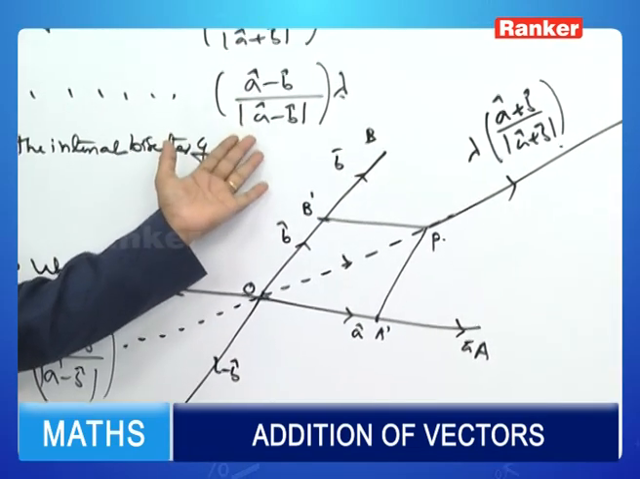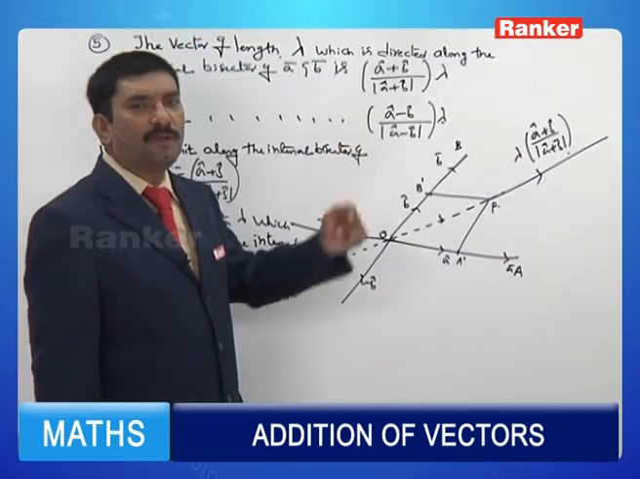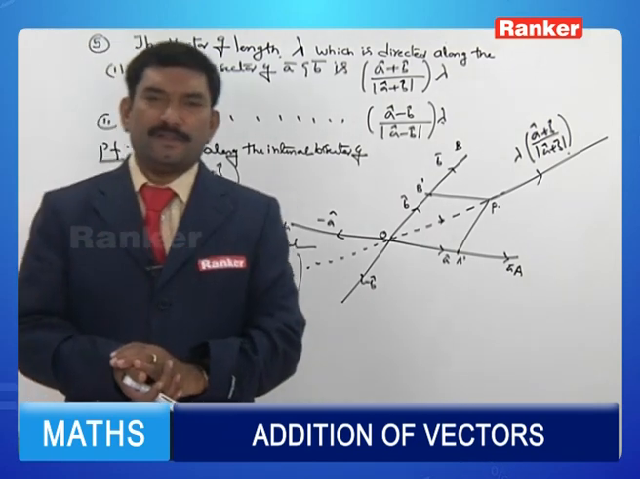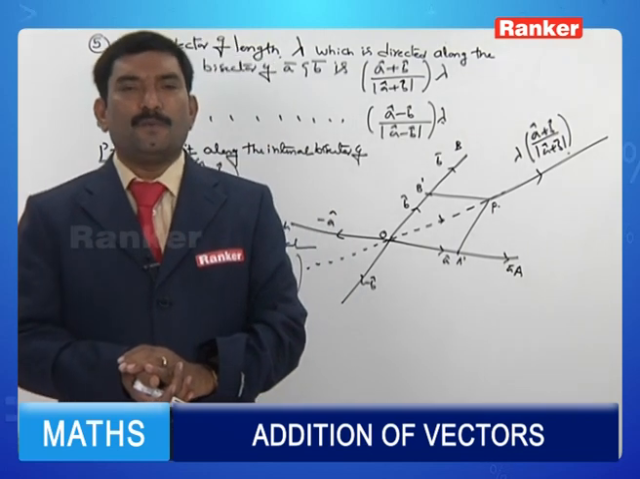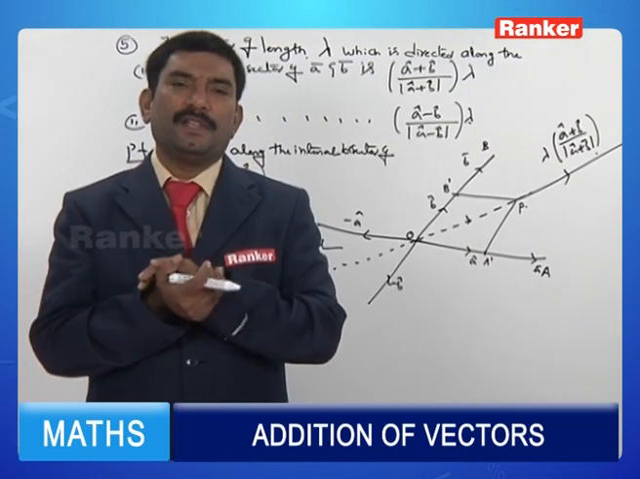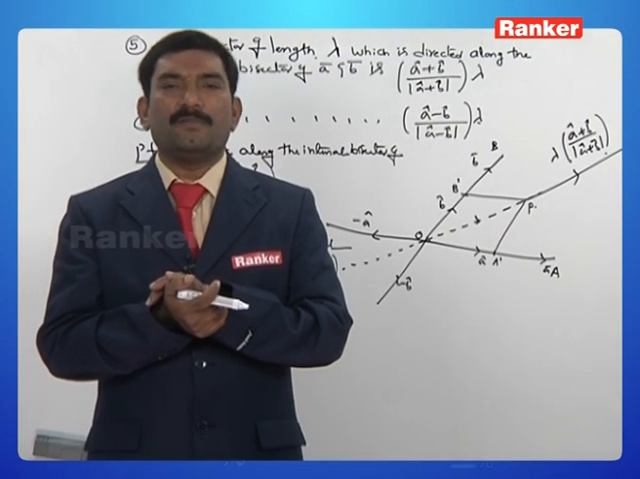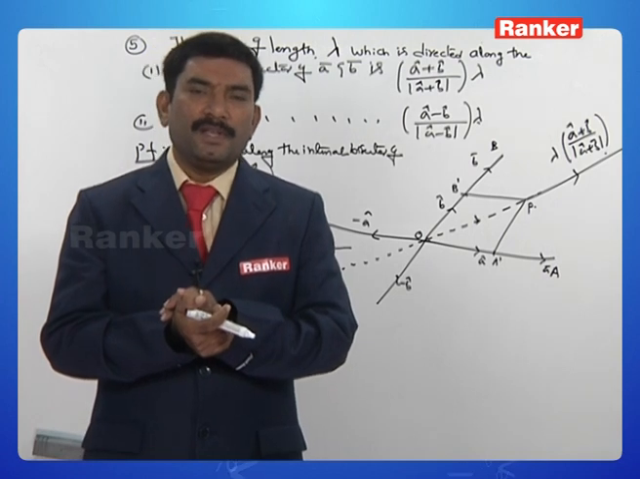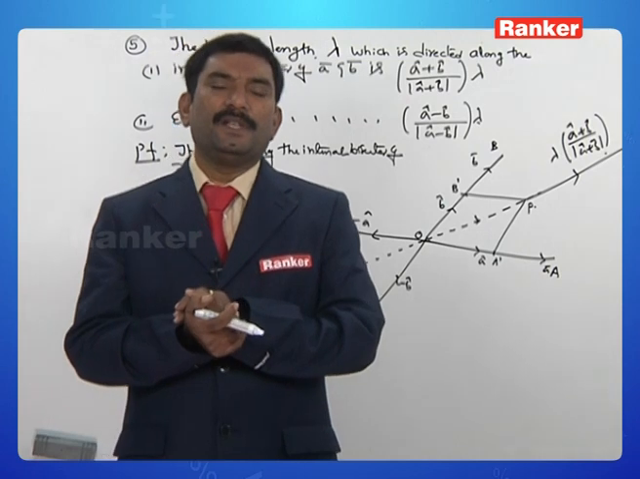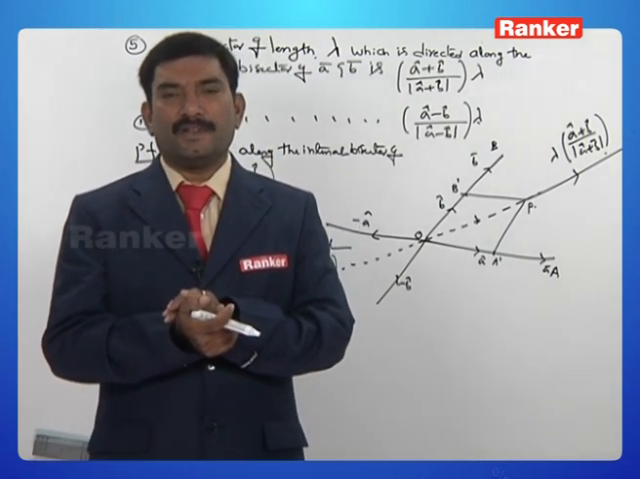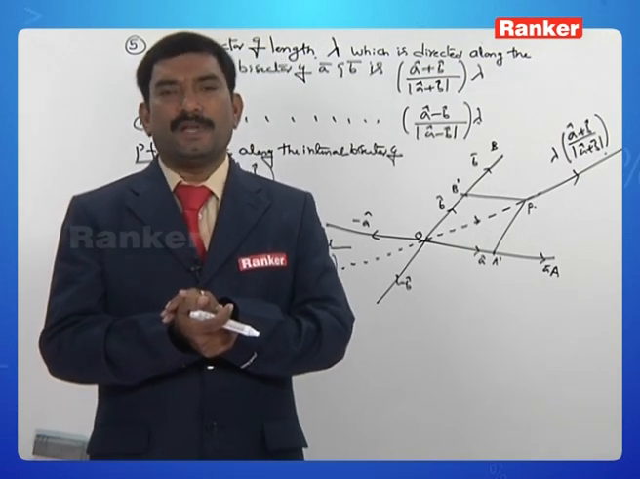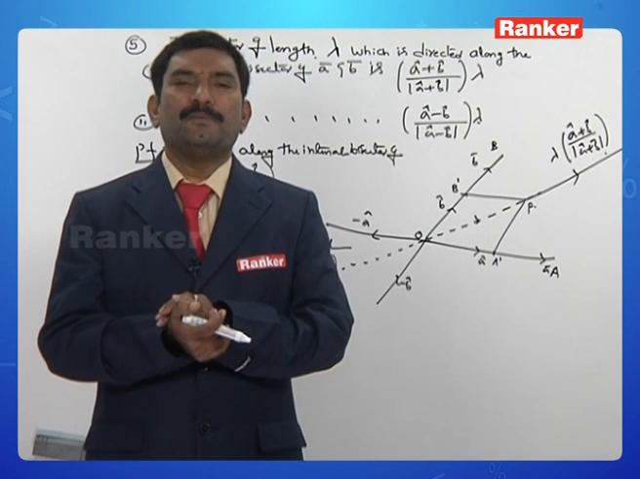Lambda into (a cap minus b cap) by modulus of (a cap minus b cap). Students, today we come across a very important result. The vector along the internal bisector of a bar and b bar is t into (a cap plus b cap), that is along the internal bisector. Along the external bisector, as I told, t into (a cap minus b cap).